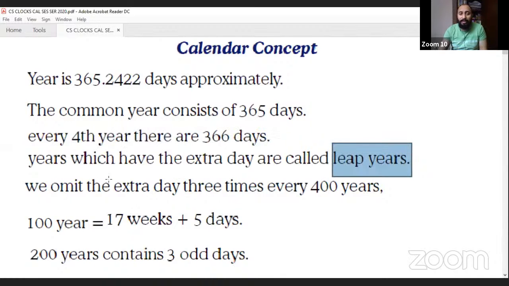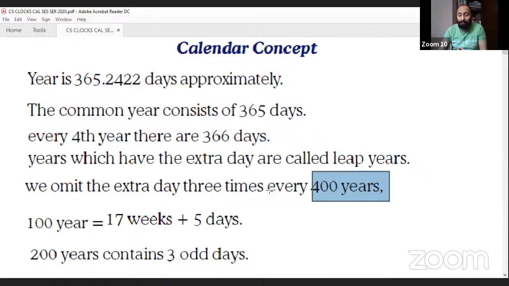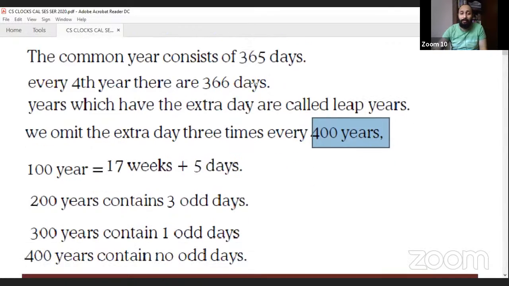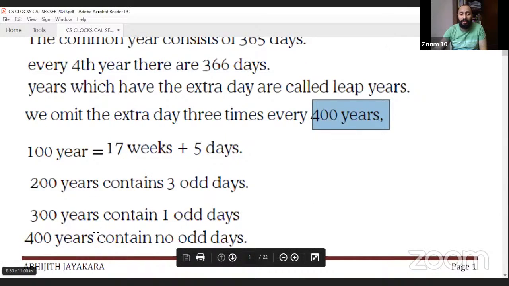Do you remember that? So we omit one extra day over 400 years. Over 400 years, we will omit the extra day 3 times. The first year we will not take the extra day, the second year we will not take it, the third year we will not take it, and in the 400th year we will add one day.